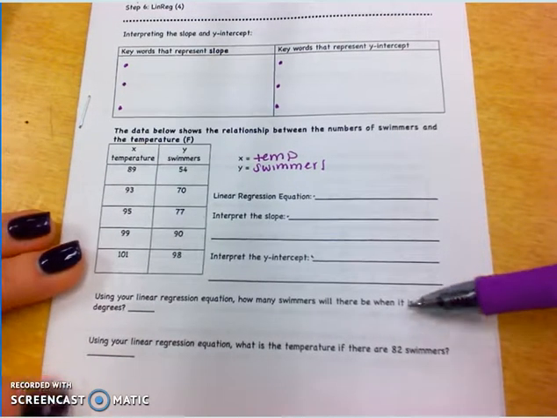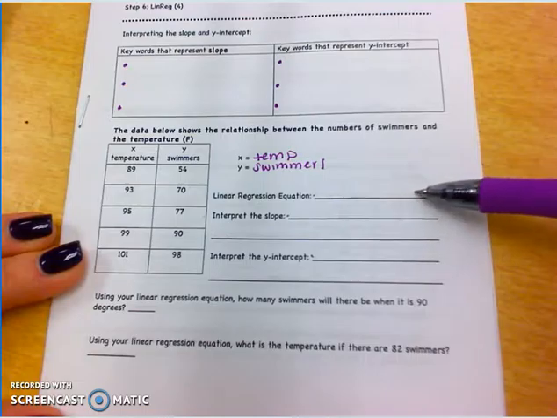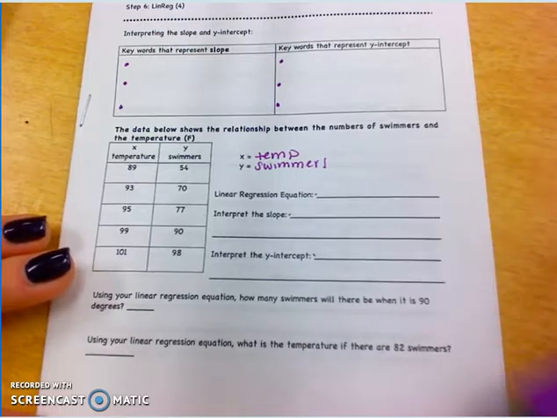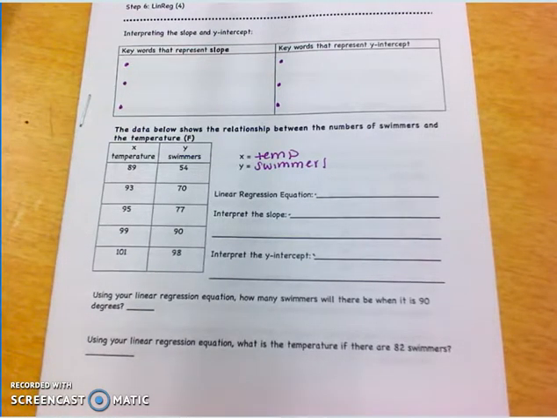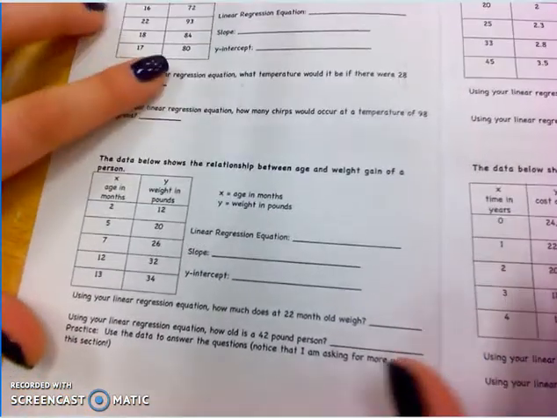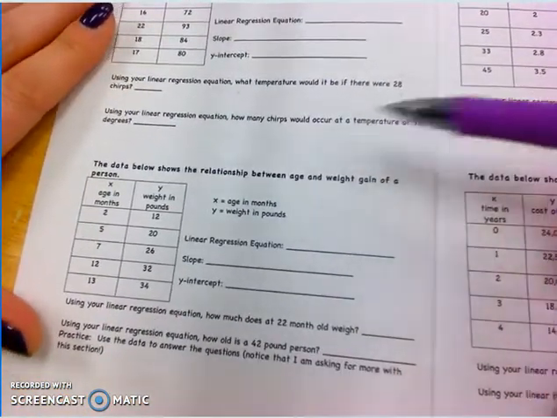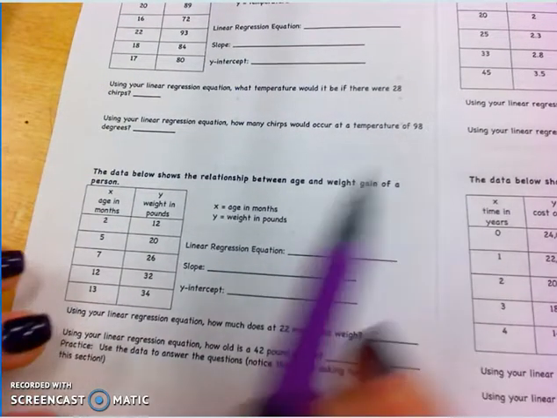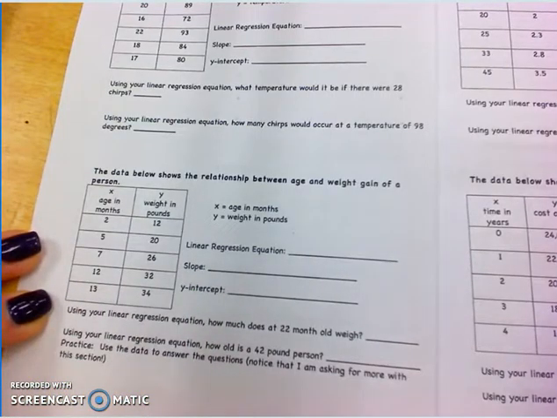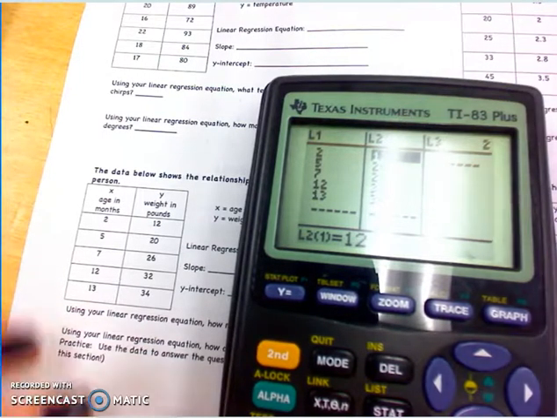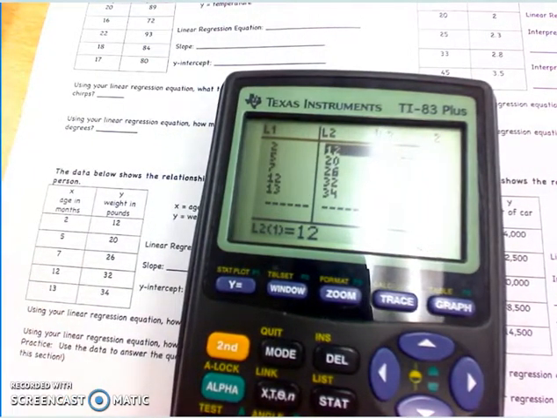Now, there's also a couple of questions. Once I've discovered what that equation is, there's still going to be several parts that you're going to need to use your equation to analyze or to solve for. Okay? Now, I'm going to go to this second page in the booklet, and I want to look at this one down here. We're talking about the relationship between age and the weight gain of a person. The first thing we're going to look at here is this table, and I want you to put it into your edit, stat, and edit, your L1 and L2. Okay, your data should be in there.